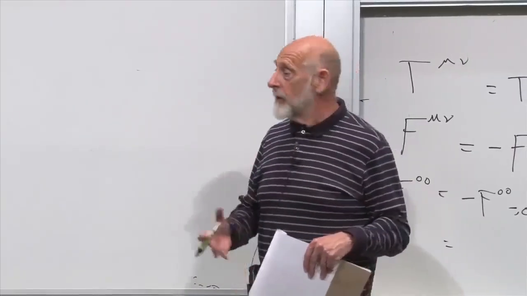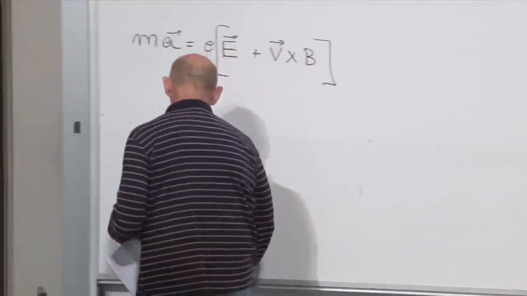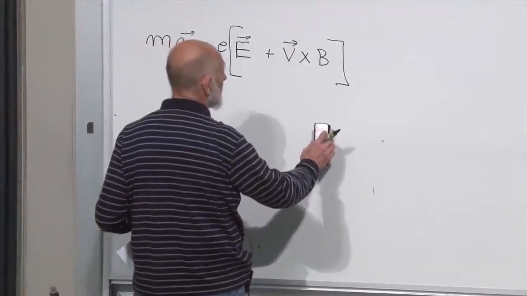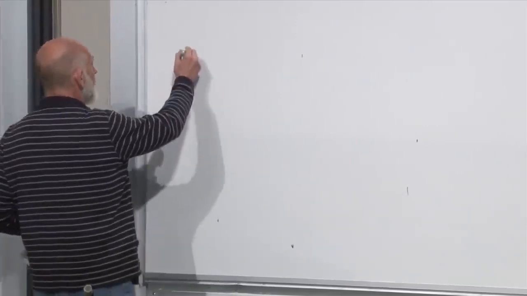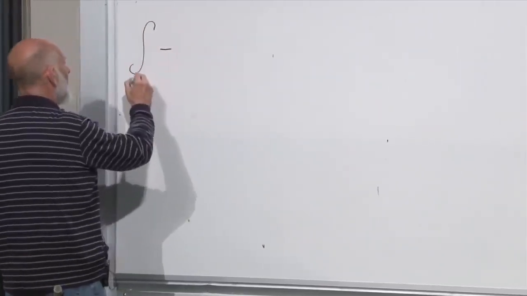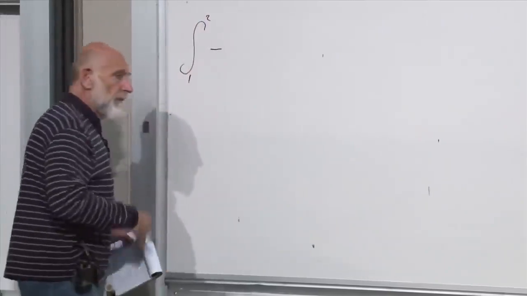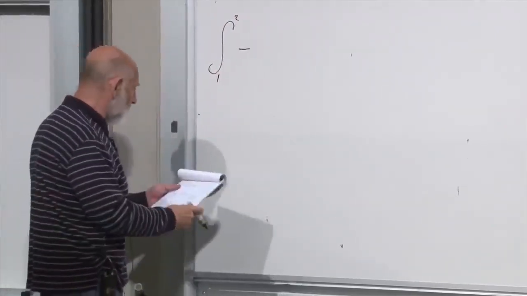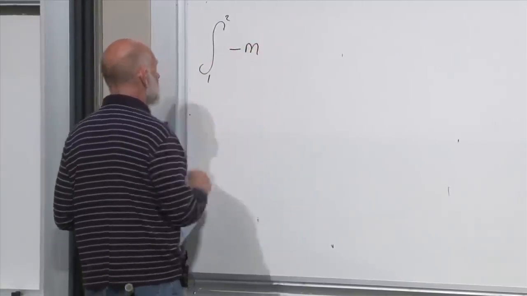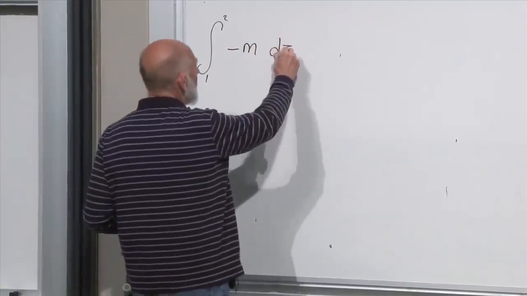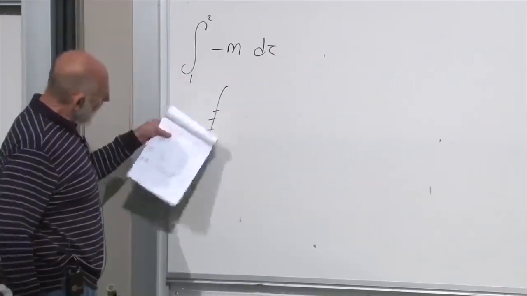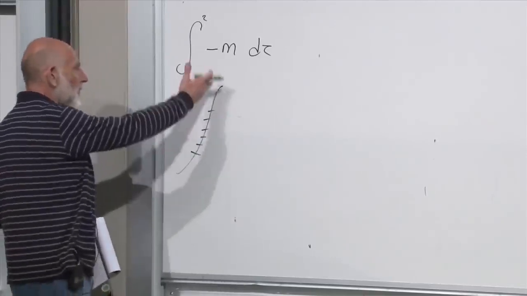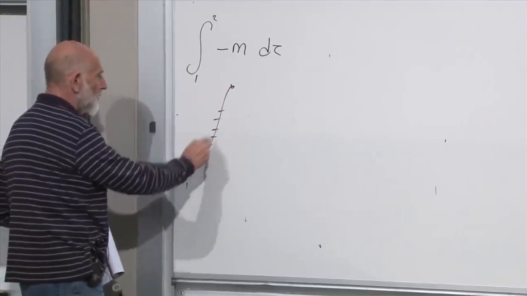For a single particle, we had a formula. Let's go back. I don't need this now. We'll come back to it. For a particle without any field, we just wrote down an action which was the integral along the trajectory from 1 to 2, 1 and 2 being the starting point and the end point of the trajectory, of minus the mass times the proper time interval, the total proper time from 1 to 2.